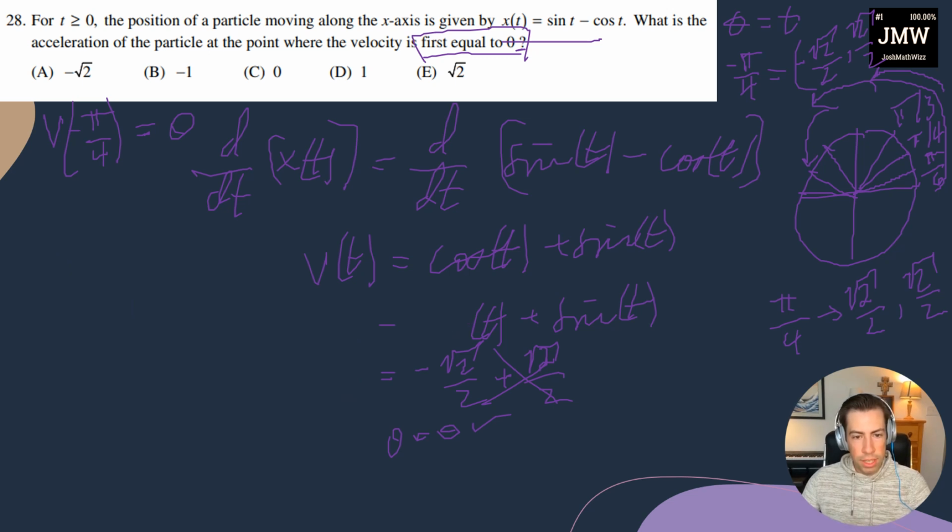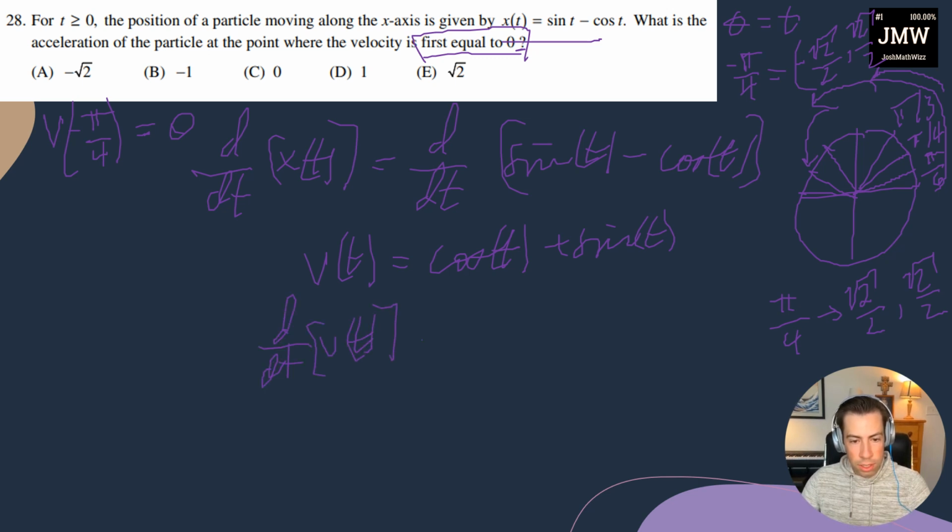Now, what I want is the acceleration at that time, t equals negative pi over 4. So I'm going to derive both sides with respect to t again. I will take the derivative of the velocity function, and the derivative of velocity is just going to be acceleration. So my acceleration at time t is going to be equal to negative sine t plus cosine t.